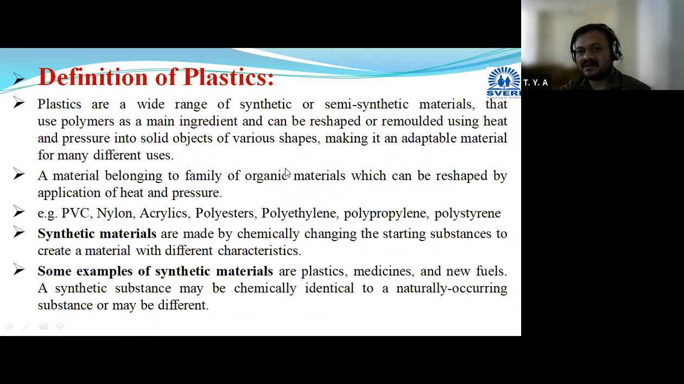Okay, in the previous session, we started this chapter, Introduction to the Plastics. In that, we discussed the meaning of plastics. We studied that the material which is synthetic or semi-synthetic, and which can be reshaped or remolded using heat and pressure as per your need, so that it can be used for various applications, is nothing but the plastic material. We discussed its examples like PVC, that is polyvinyl chloride, then nylon, acrylics, polyesters, polyethylene, polypropylene, and polystyrene. These are some examples of plastic material.